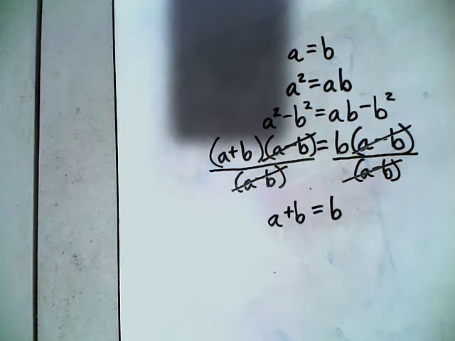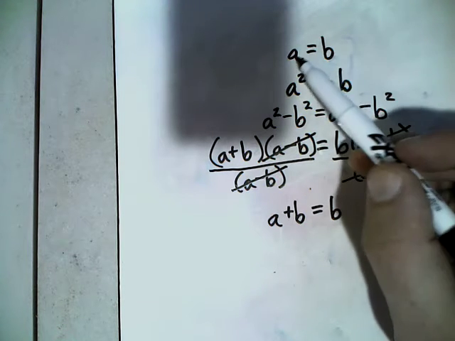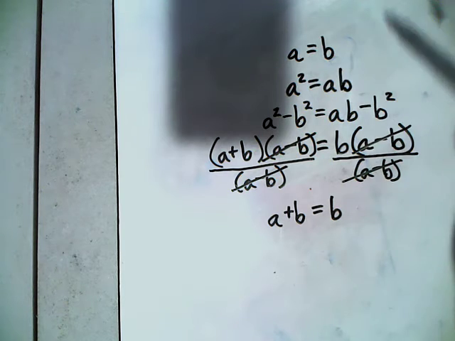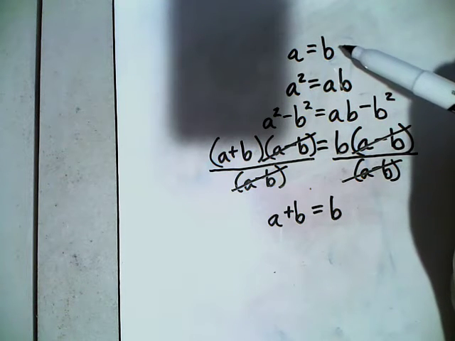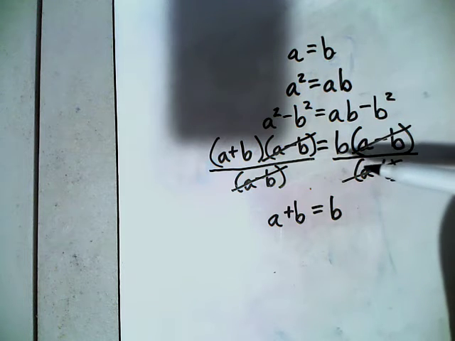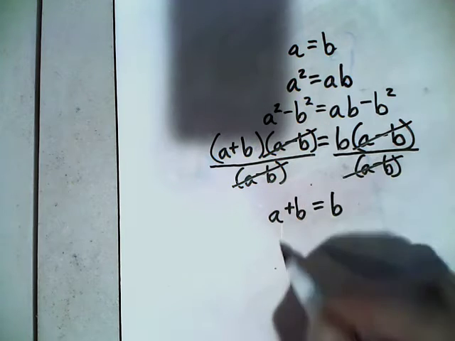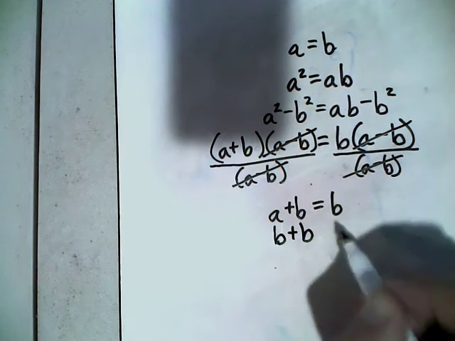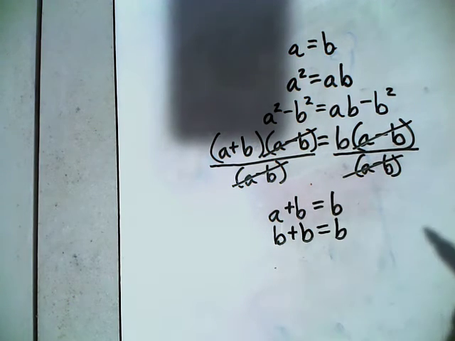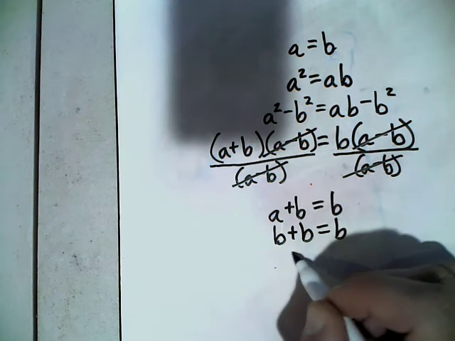From here, what I'm going to do is take advantage of what we said at the beginning. We said that a equals b. Now in mathematics, anytime you've got two things that are equal, it means that you can replace one of them with the other. So I'm going to replace this a with what it's equal to, b. So I'm going to get b plus b equals b. And then I can combine like terms. If you have one b plus a second b, that's two b's.